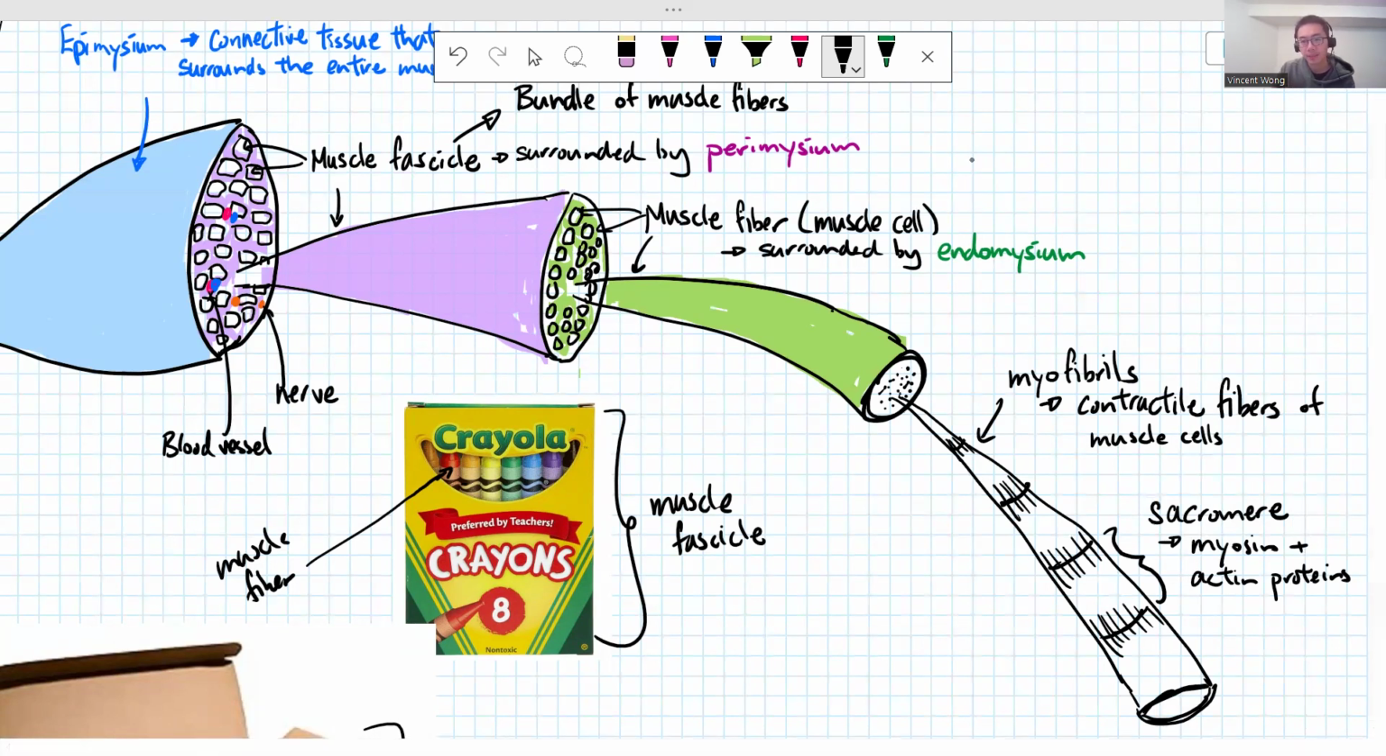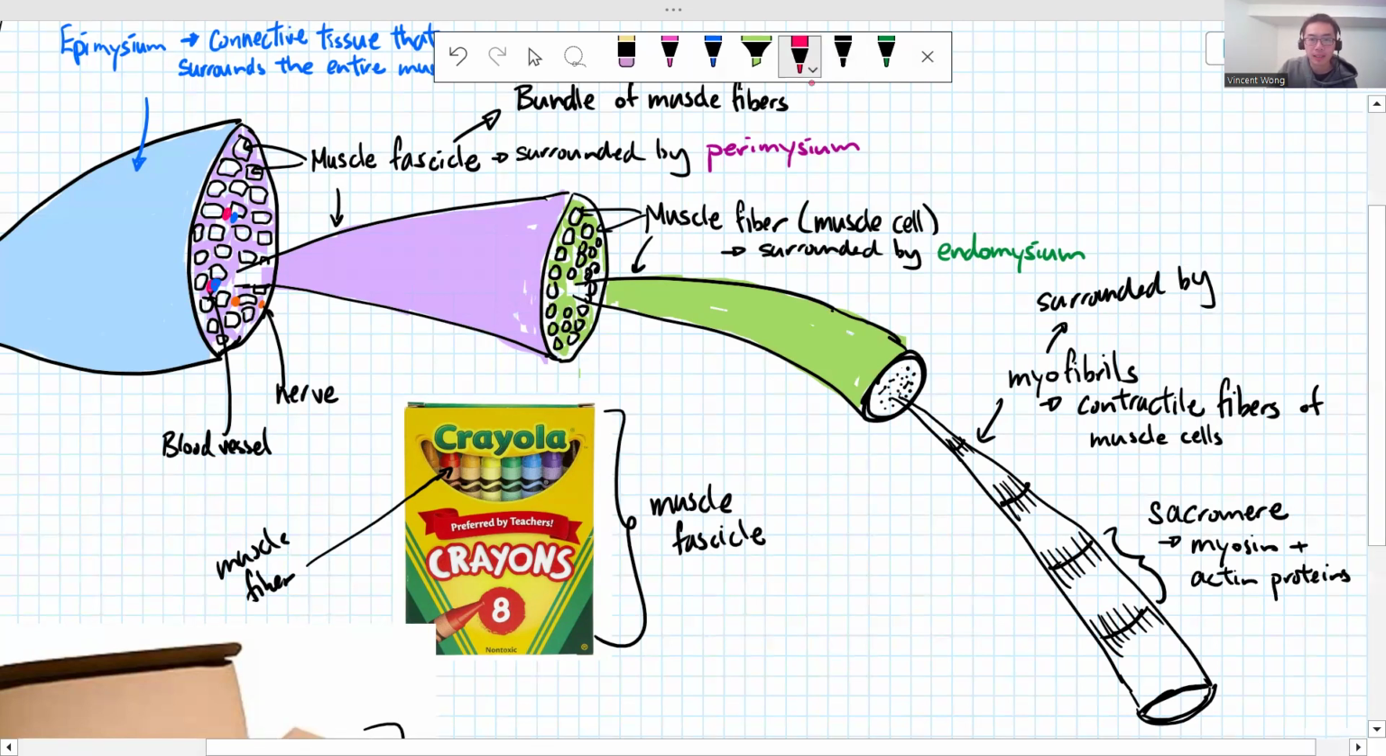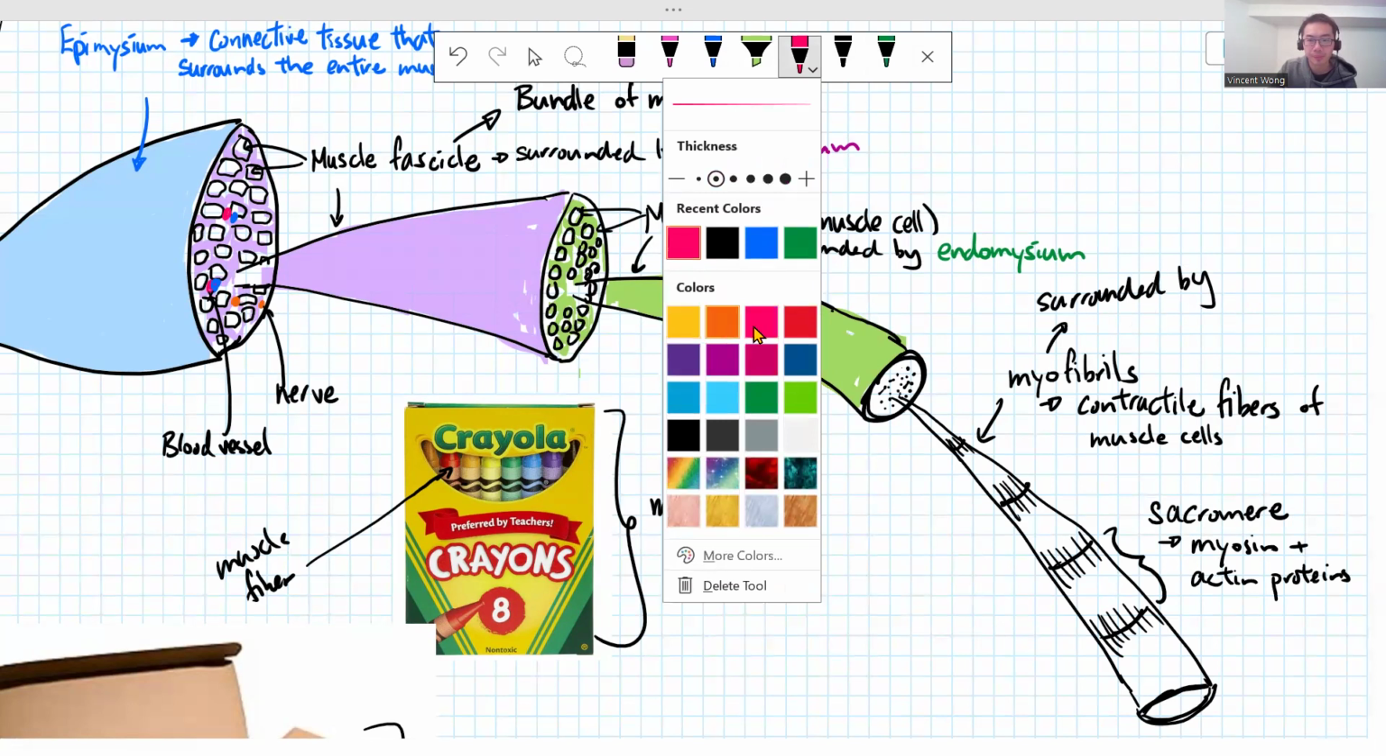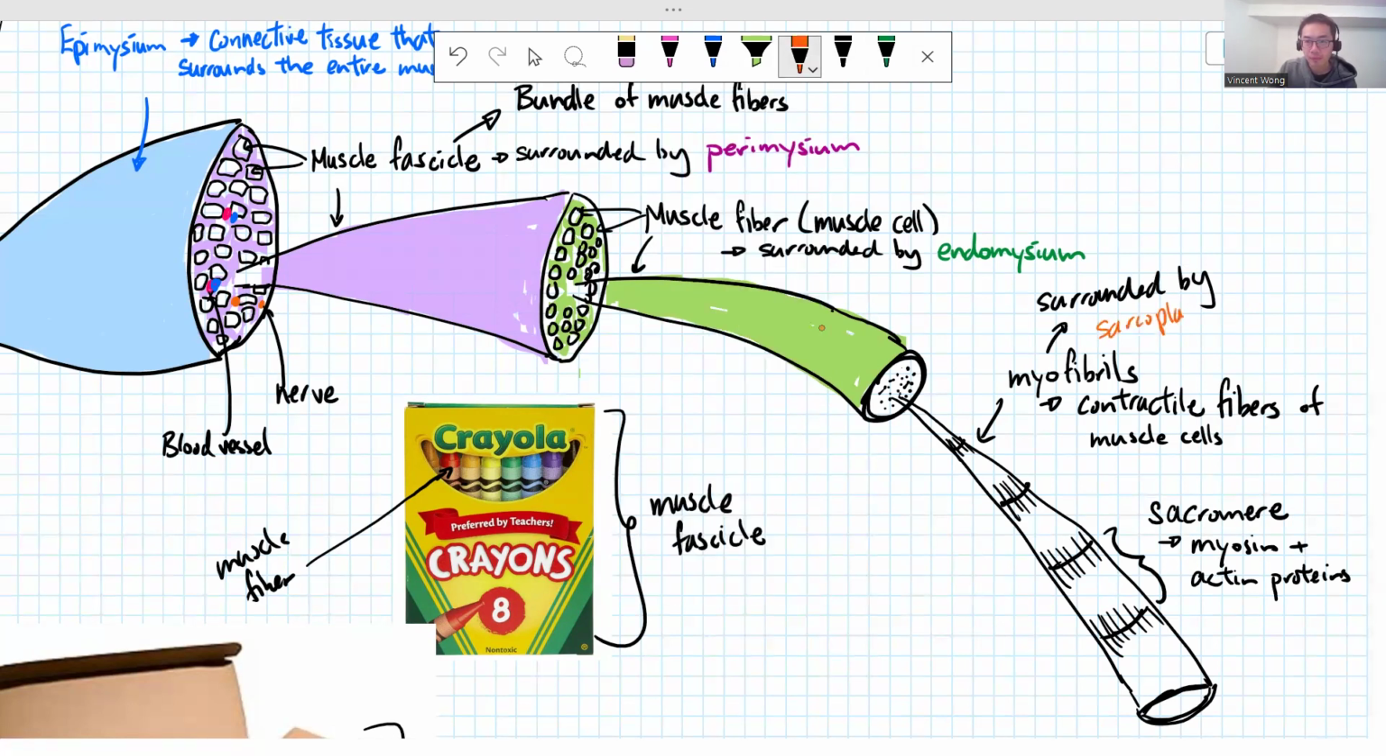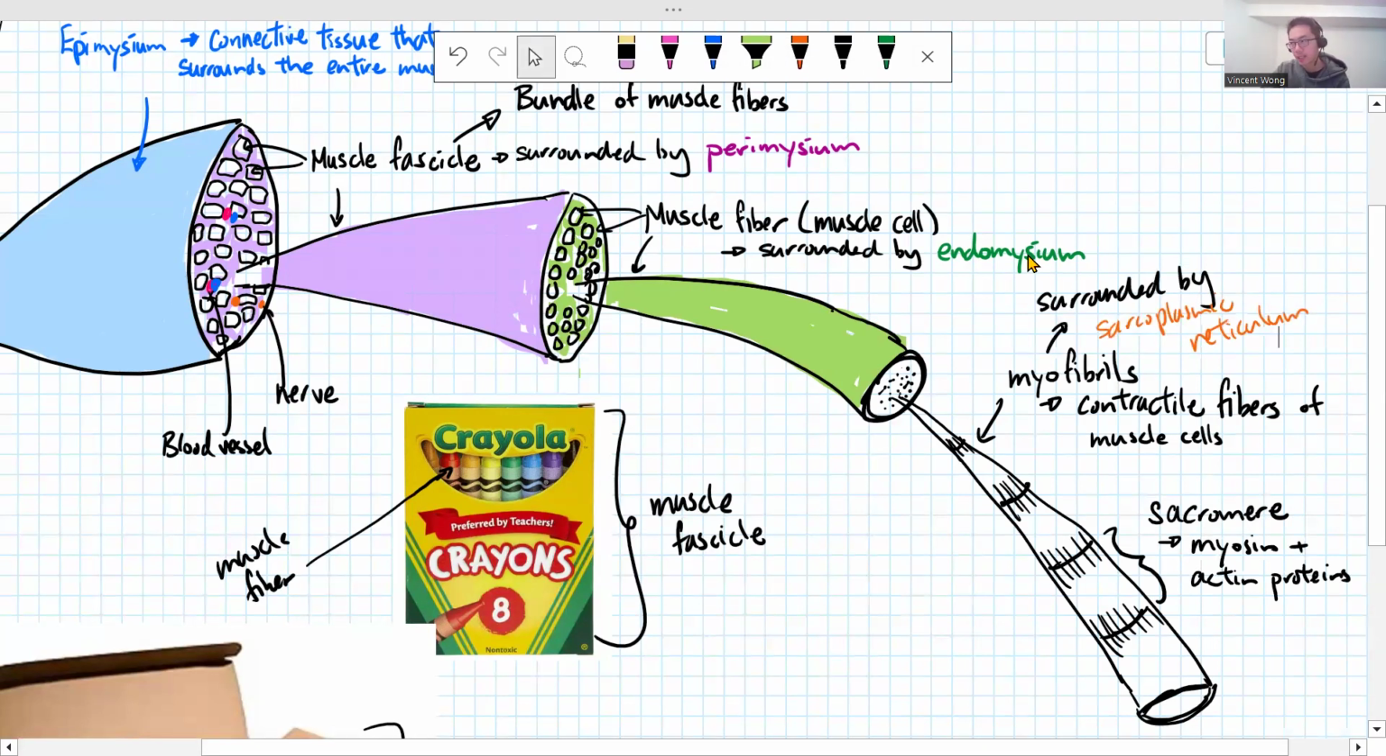Now, one last thing. The myofibrils are surrounded by something called the sarcoplasmic reticulum, which is basically endoplasmic reticulum, but of the muscle cell.